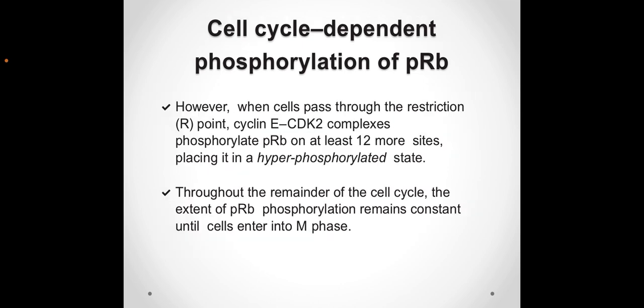However, when cells pass through the restriction point, cyclin E CDK2 complexes phosphorylate pRB on at least 12 more sites, placing it in a hyperphosphorylated state throughout the remainder of the cell cycle. The extent of pRB phosphorylation remains constant until cells enter into M phase.